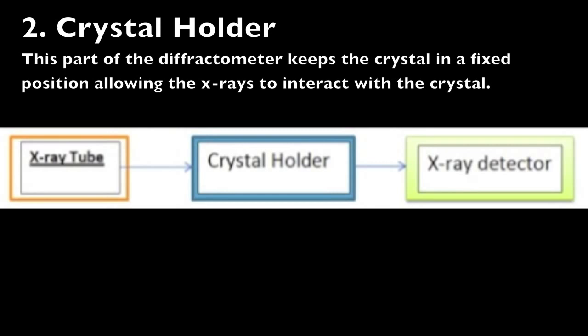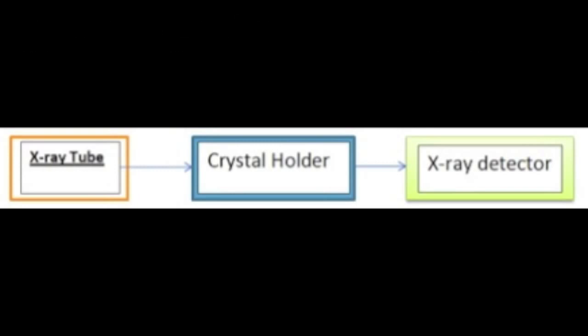The second part of a diffractometer is the crystal holder. This keeps the crystal in a fixed position and allows the X-rays to interact with the crystal. The X-rays are either reflected or refracted against the crystalline lattice. The angle of incidence of X-rays against the crystalline lattice defines the spectrum produced.